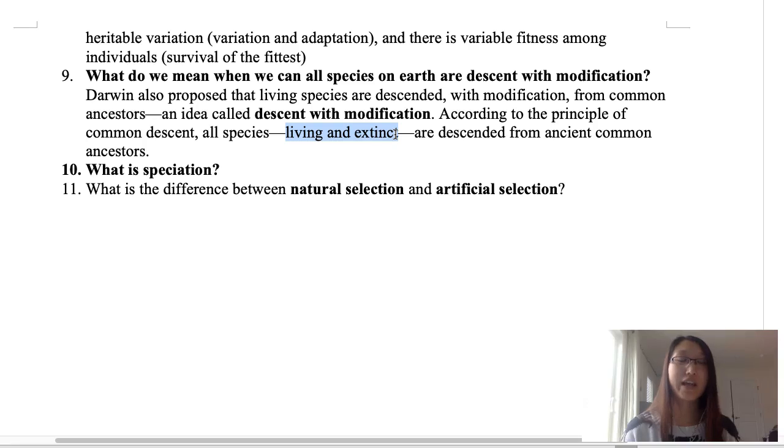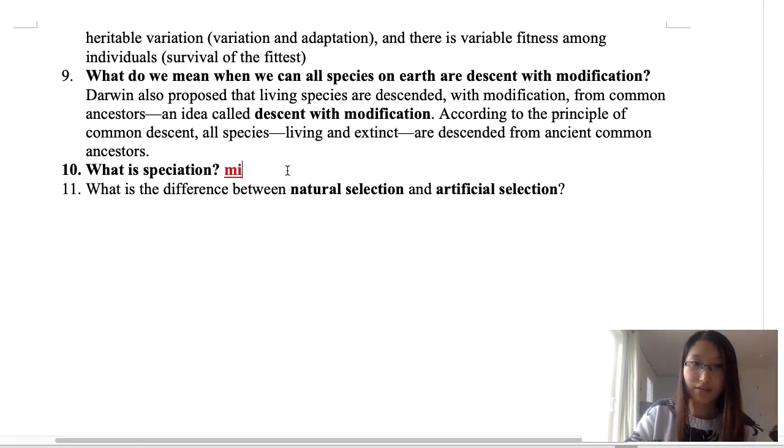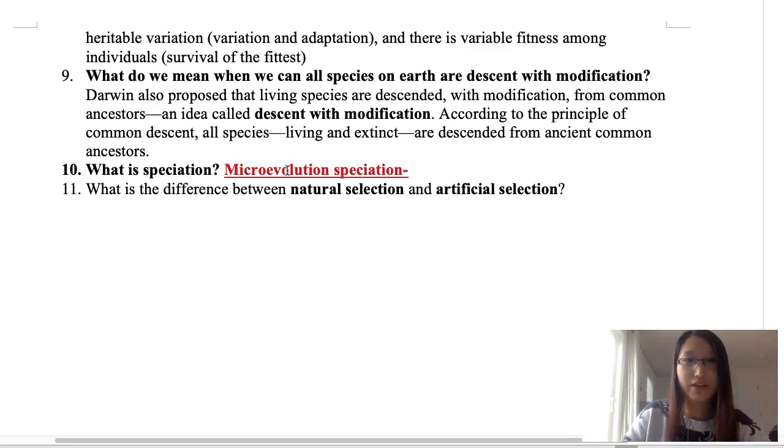If you only say a change in allele frequencies over time, that happens every generation, right? You can call that microevolution. Let's write this one down. Microevolution, but speciation is called macroevolution. There's so much change that now we have different species.